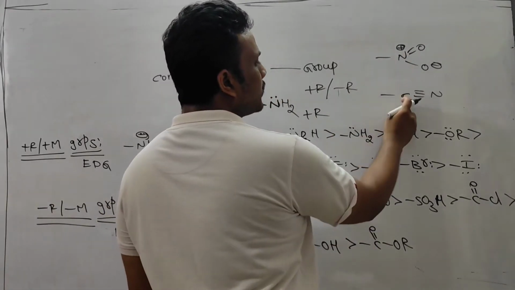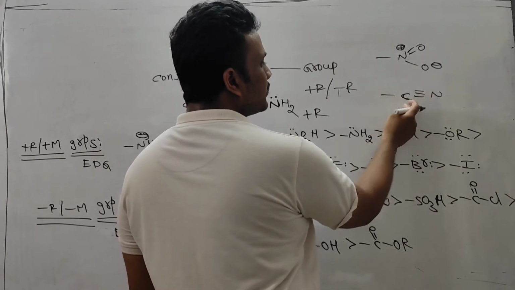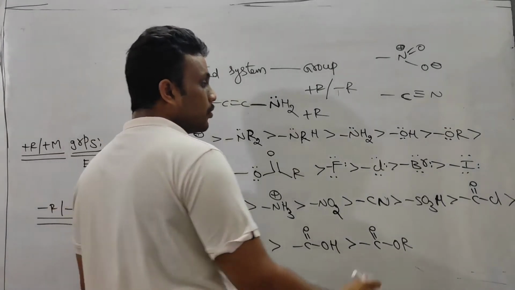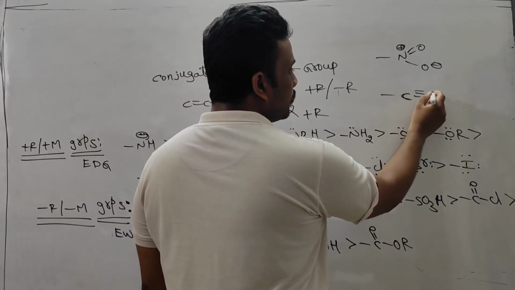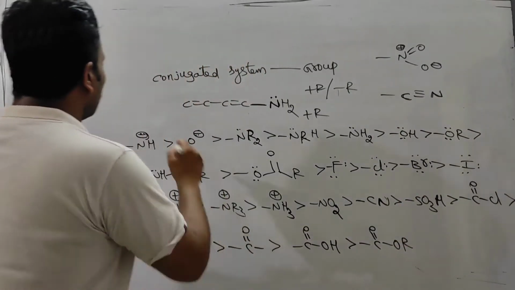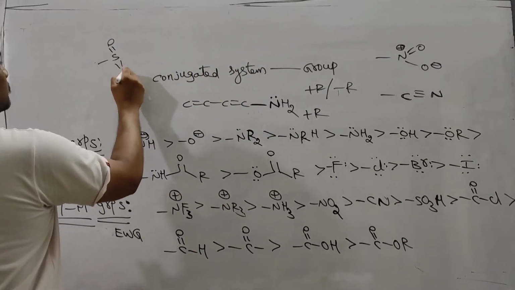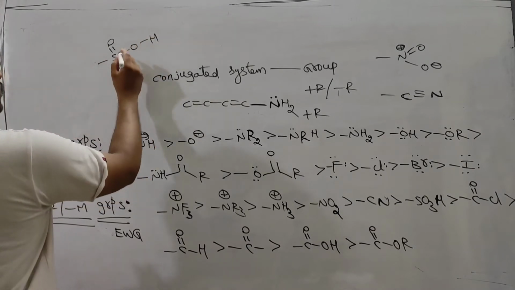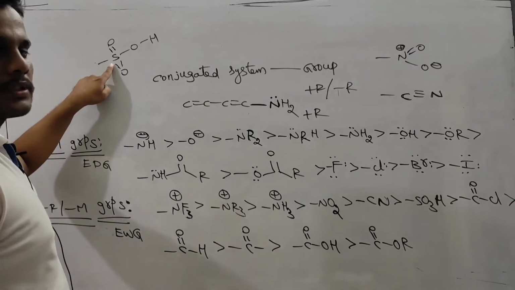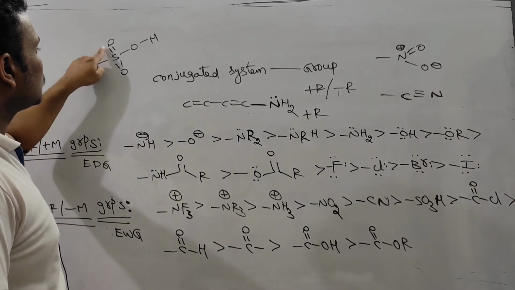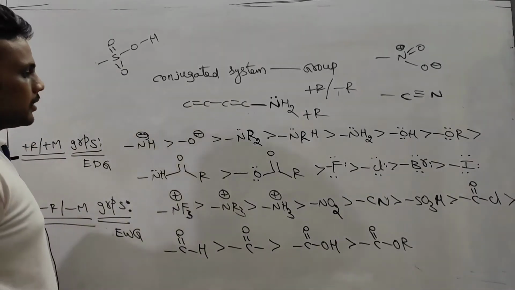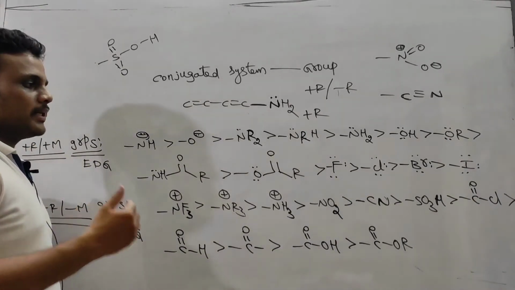If a lone pair is not present at the atom of a group which is directly connected to the conjugated system, that should be a minus R group. So you see, this is further attached to a more electronegative atom by multiple bond. SO3H group, you see, SO3H. So 1, 2, 3, 4, 5, 6 bonds are already there with sulfur, no chance for a lone pair, and further it is attached to more electronegative atoms by multiple bonds. So you can easily predict whether a group is plus R or minus R.